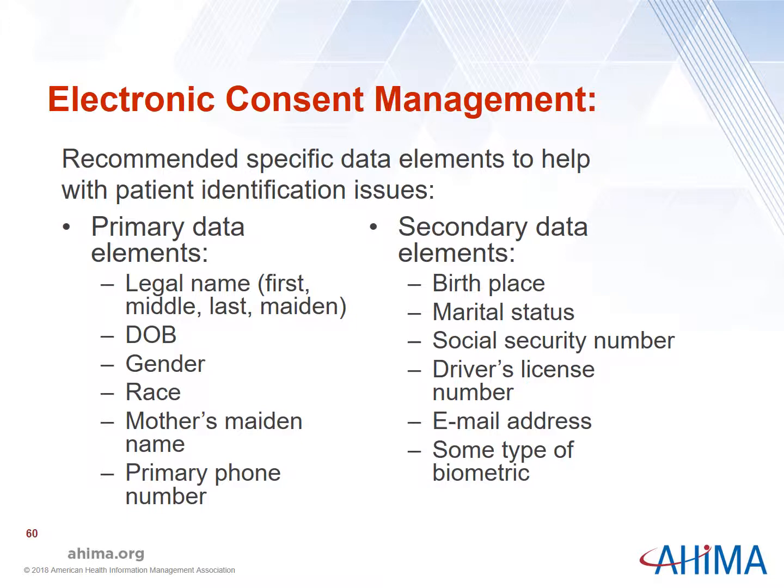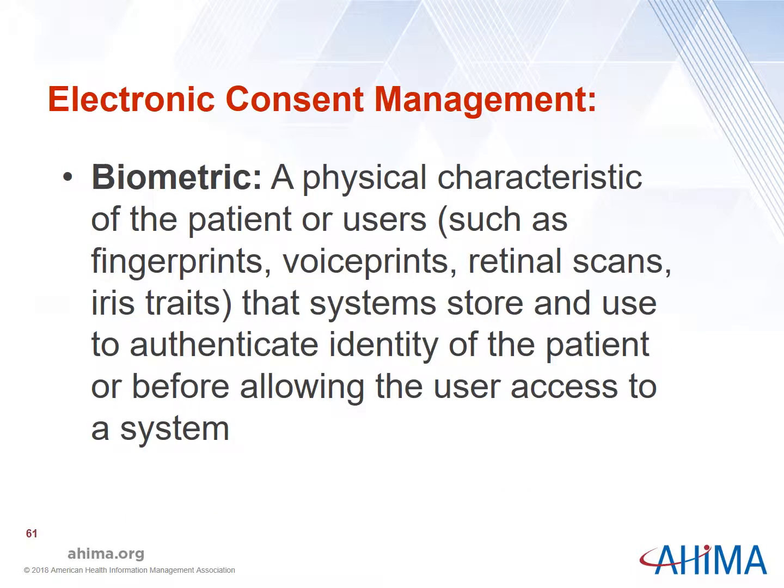The AHIMA work group has recommended specific data elements that help the HCOs and providers with patient identification issues. Some of the primary data elements include legal name, date of birth, gender, race, mother's maiden name, and primary phone number. Examples of secondary data elements are birthplace, marital status, social security number, driver's license number, email address, and some type of biometric. Biometric is a physical characteristic of the patient or users, such as fingerprints, voice prints, retinal scans, and iris traits, that systems store and use to authenticate the identity of the patient before allowing the user to access a system.